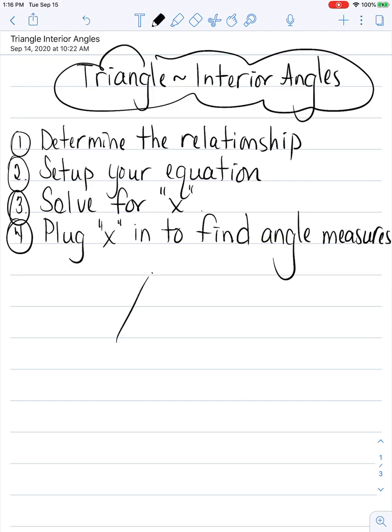So first let's draw a triangle. And let's call this triangle ABC. So the relationship that we're looking at today is that if you add all of the inside angles up of a triangle, they'll equal 180 degrees. So let's look at what that looks like.